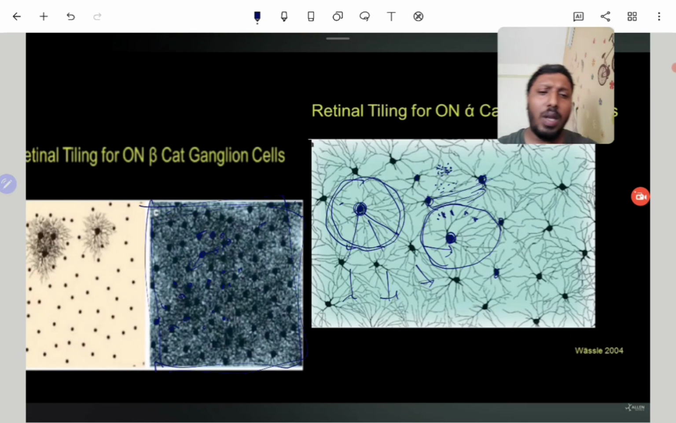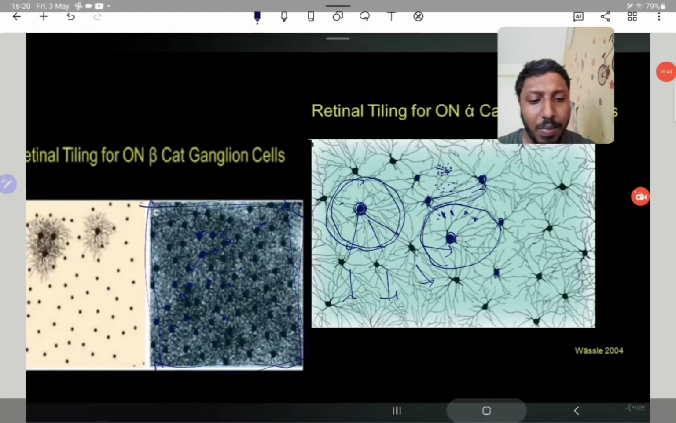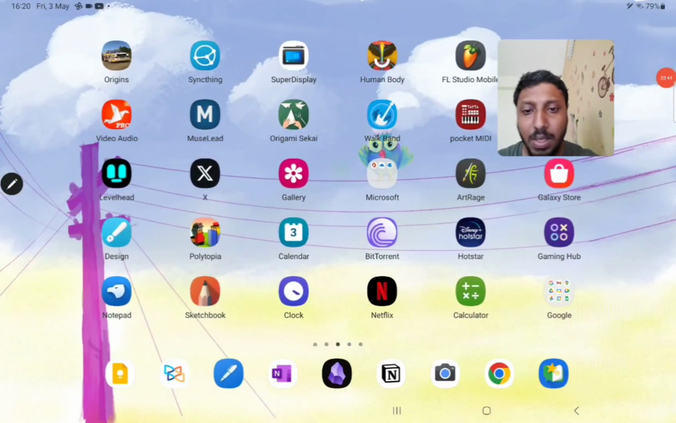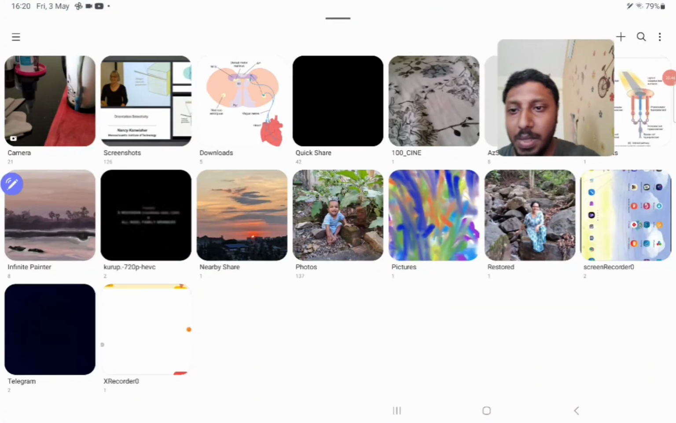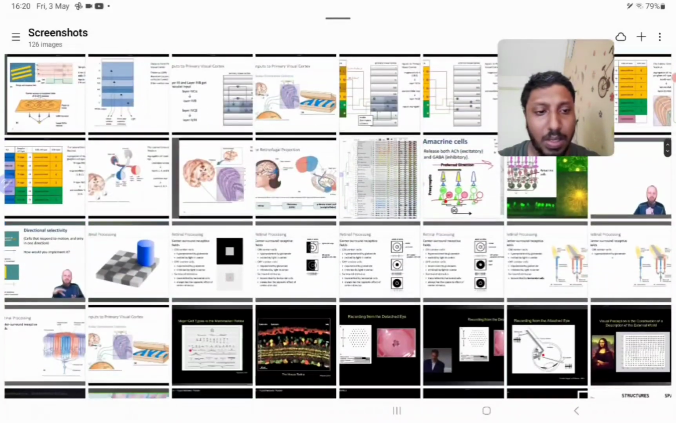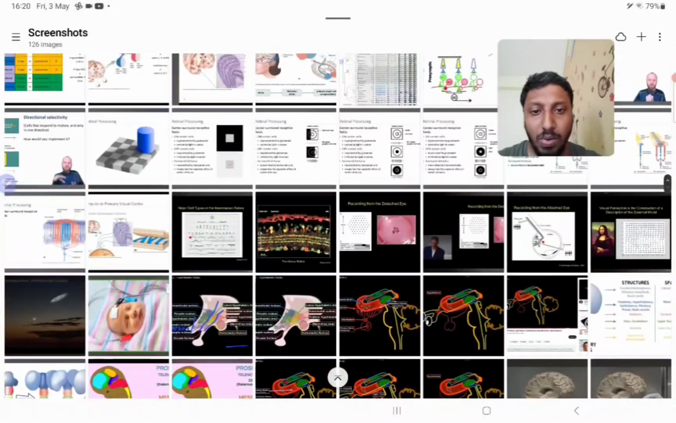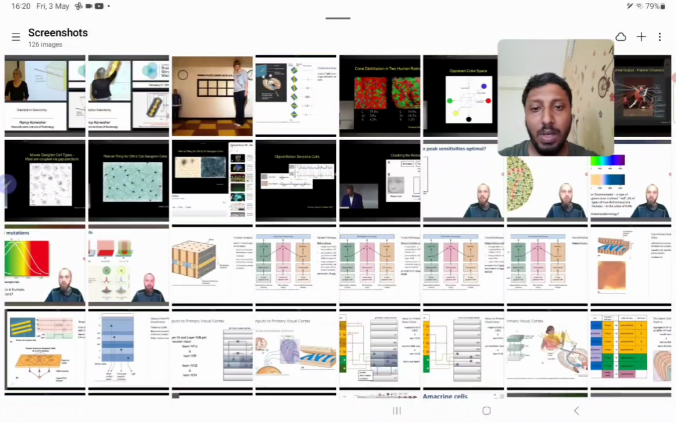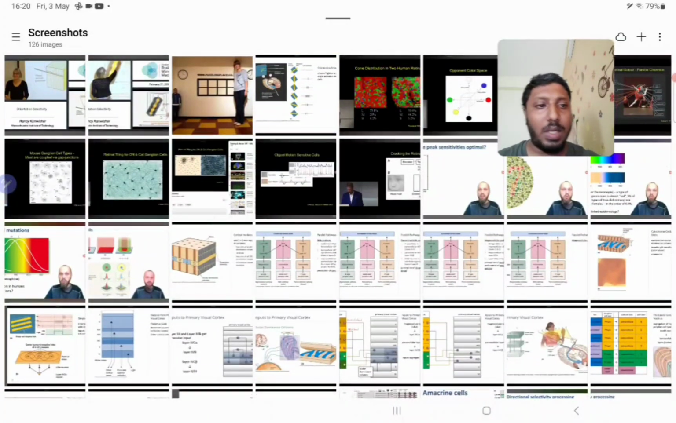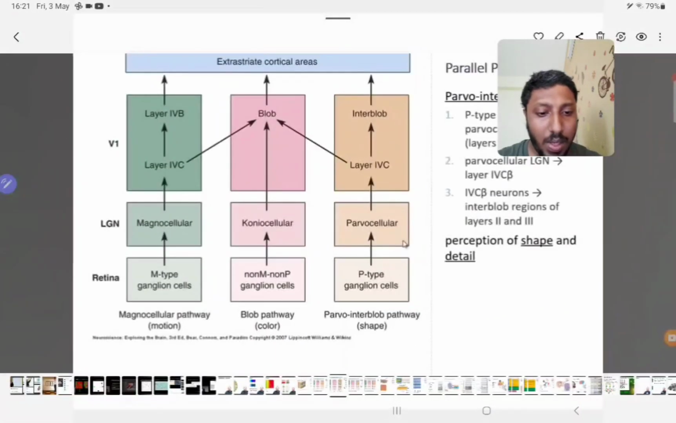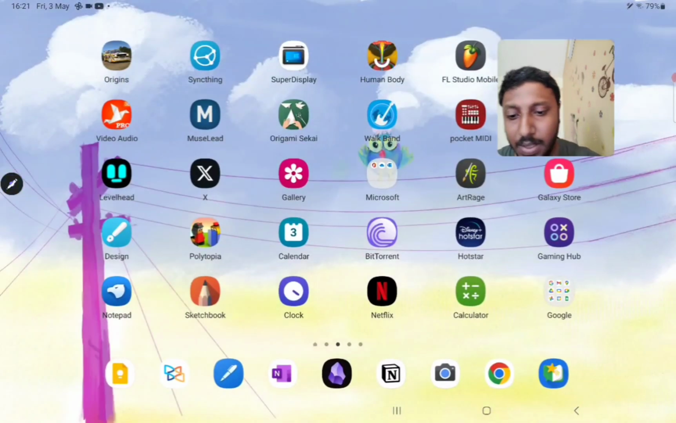If I get an opportunity to show the picture, I will show you. It's a very interesting picture. Let me just see whether I have it. Very interesting picture. I have taken a lot of screenshots. No, I don't have it. Okay, I'll just try putting it after the class, maybe.